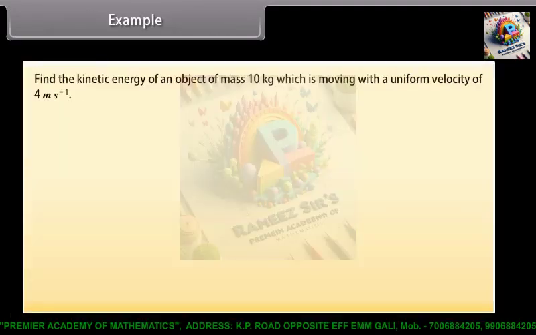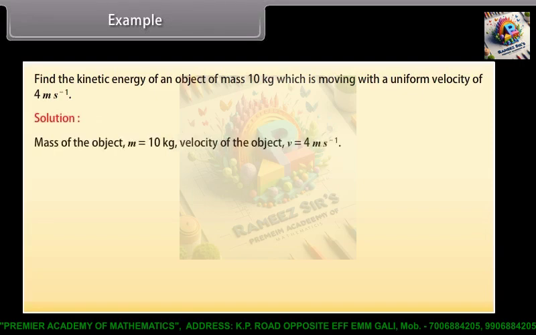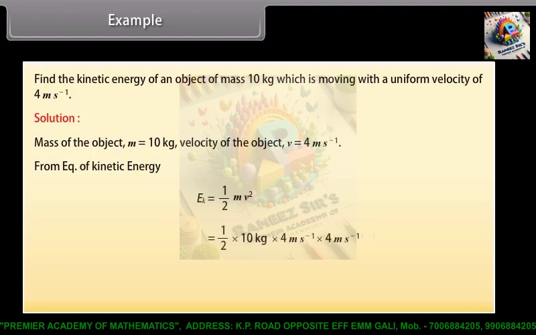Example. Let's now find the kinetic energy of an object of mass 10 kg which is moving with a uniform velocity of 4 meter per second. Solution. Here mass of the object m is equal to 10 kilogram. Velocity of the object v is equal to 4 meter per second. From equation of kinetic energy we get 1 upon 2 into 10 kilogram into 4 meter per second into 4 meter per second, which is equal to 80 joules. Hence, the kinetic energy of the object is 80 joules.